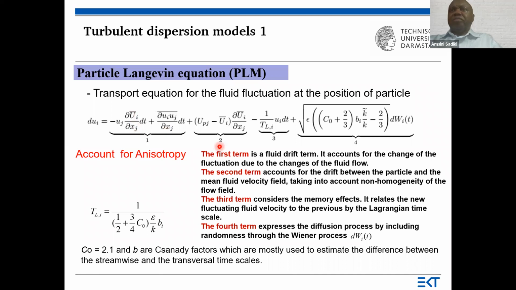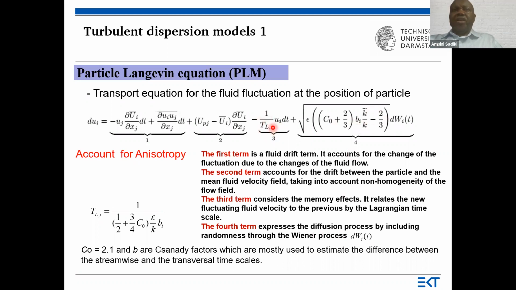The second term accounts for the drift between the particles, here the relative velocity, and the mean flow velocity, to take into account the inhomogeneity of the flow phase. And the third one considers the memory effect. We relate the new fluctuation of the fluid phase to the previous one by this Lagrangian timescale. And the fourth, the last term, explains the diffusion process by including randomness through the Wiener process here. It is a stochastic part.